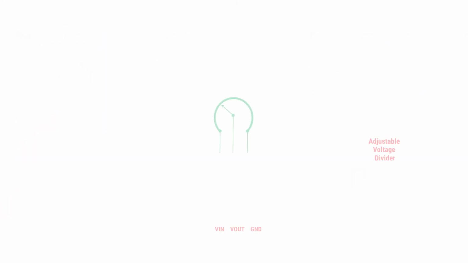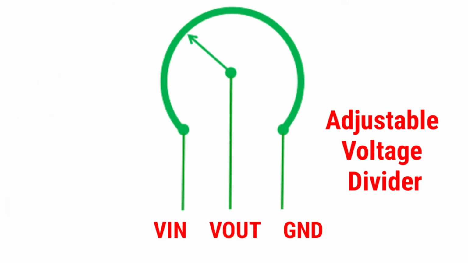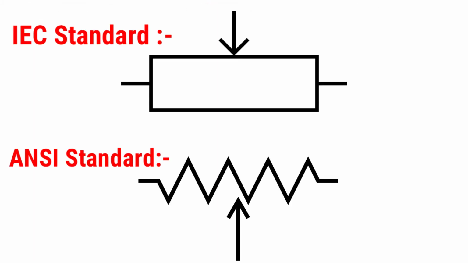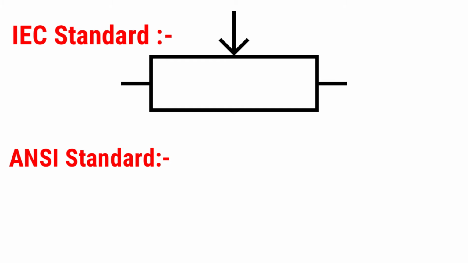You can also use a potentiometer as an adjustable voltage divider by connecting its end pins to a power supply. Let's leave that topic for another video. Potentiometers come in different sizes and shapes, but they all work on the same principle. This is the symbol for a potentiometer, which is used in circuit diagrams. Okay, now let's move to our next type of variable resistor.